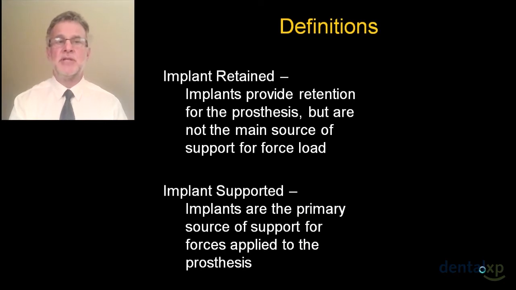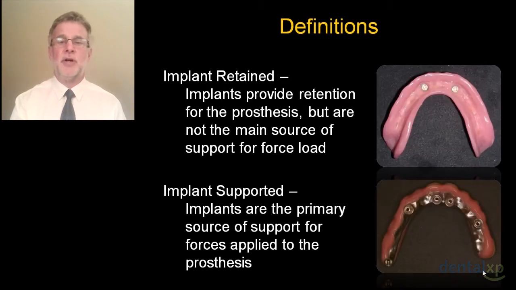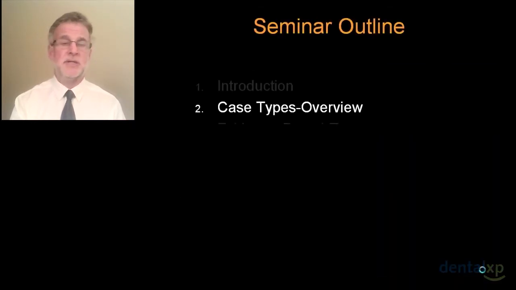Implant retained, which relates more to our topic for today, especially as we look at full arch fixed restorations versus full arch removable restorations. So implant retained means that the implants provide retention for the prosthesis, but do not really support the load. There's usually some soft tissue support when the prosthesis is under load. Whereas implant supported indicates that the implants are primarily the source for support for forces applied to the prosthesis, such as a full arch fixed prosthesis, or it could be a full arch bar prosthesis, for example.